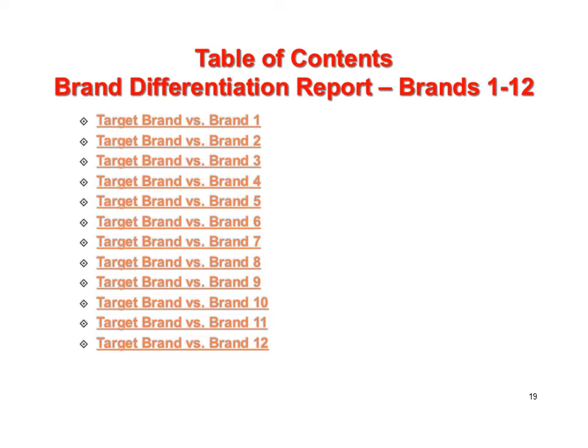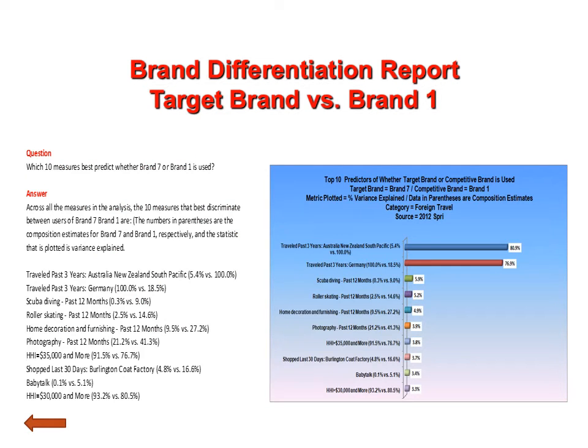In this table, there is a listing of all the comparisons that were performed by the program. Each comparison that was performed was between the target brand and a competing brand. Since the maximum number of brands in a given analysis is 23, the maximum number of comparisons that appear in the table of contents of a differentiation report is also 23. The structure used in a brand differentiation report is identical for every comparison. At the top of the page, it tells you the brand against which the target brand is being compared. In this case, it is brand number 1.